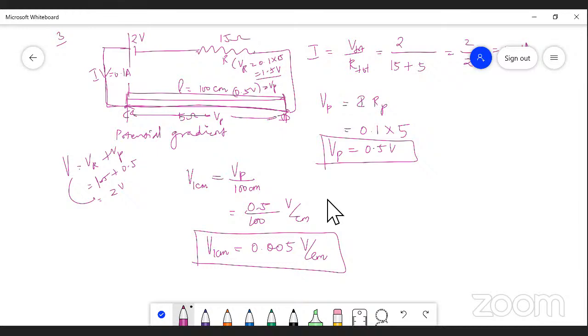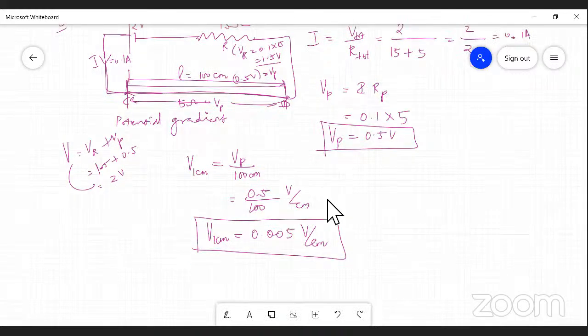So this is the total potential across the potentiometer wire. They are asking you to find out the potential gradient, so the potential across 1 centimeter. The total potential across the potentiometer wire divided by 100 centimeters gives you the potential difference across 1 centimeter of potentiometer wire. That will give you the potential gradient. So 0.005 volt per centimeter.